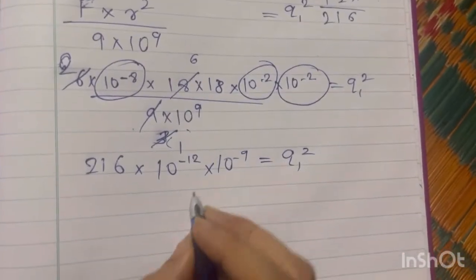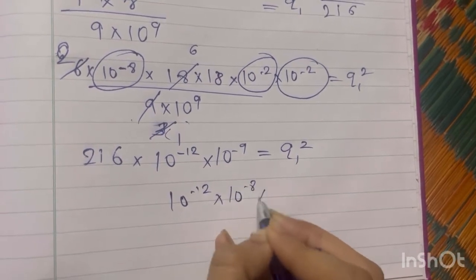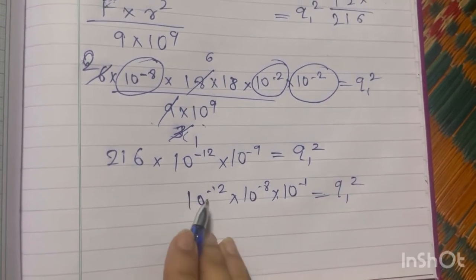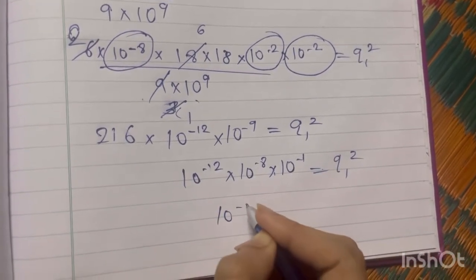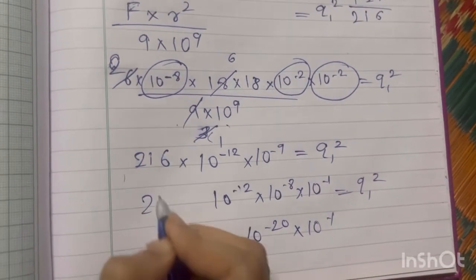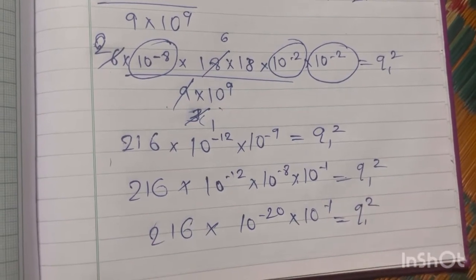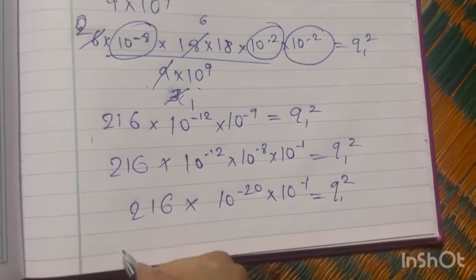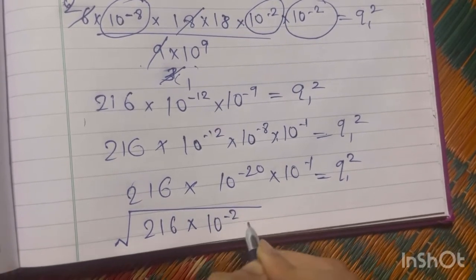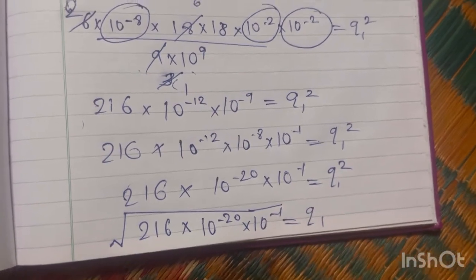Let me make it an even number. So 10 raised to minus 12 into 10 raised to minus 8 into 10 raised to minus 1. That is q1 square. Now minus 12 minus 8 will give you 10 raised to minus 20. Now this 10 raised to minus 1 is left. The rest of the number will be as it is, equal to q1 square. Now take square root on the left hand side. So square root of 216 into 10 raised to minus 20 into 10 raised to minus 1, that is your q1.